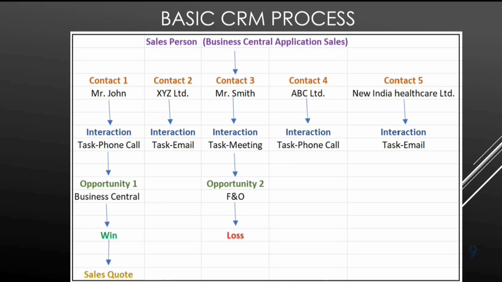Based on our demonstration, one of our opportunities, which is for Business Central, we won, and then this opportunity can be converted into a quote. And the second one is for F&O, which may not be won, so this could be lost. So we can have this type of management in the CRM function, and there are a lot of other functionalities as well. But today's agenda is only for overview, just to see how the system behaves.